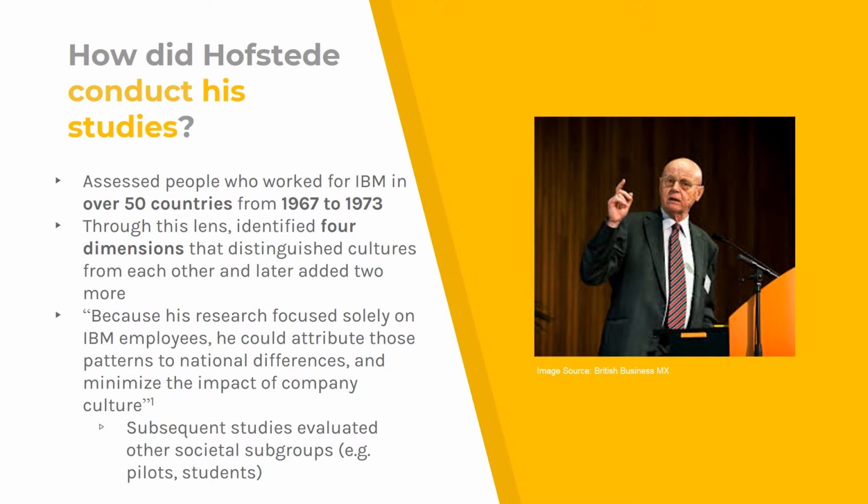Hofstede conducted his studies in the late 60s and early 70s by identifying 4 dimensions of different cultures. He focused solely on IBM employees to do his research and compared the workspace environment of several IBM forums. He then was able to expand his research as people continued to elaborate and came up with other cultural dimensions to add on to and studied different subgroups.